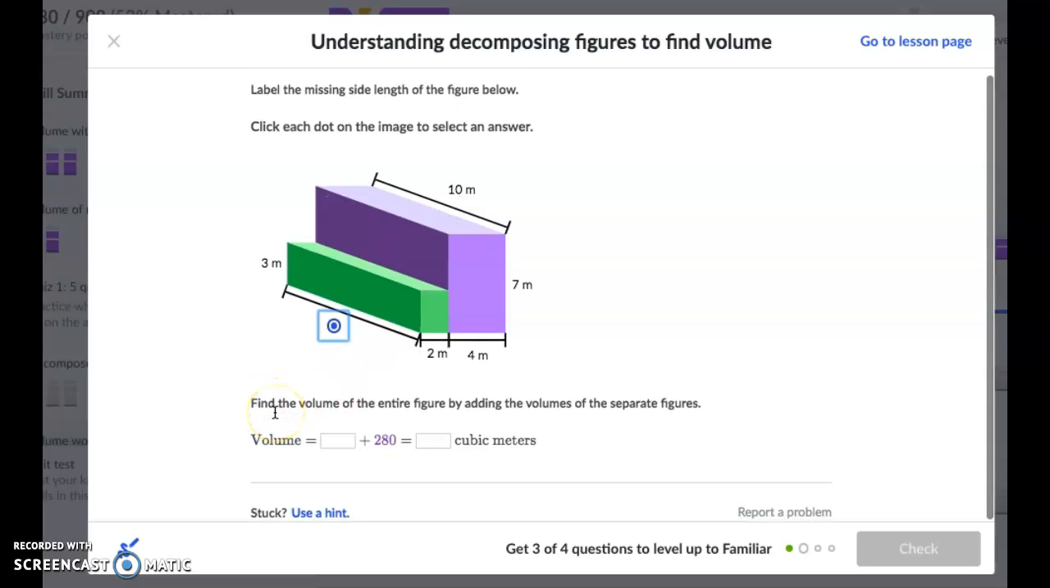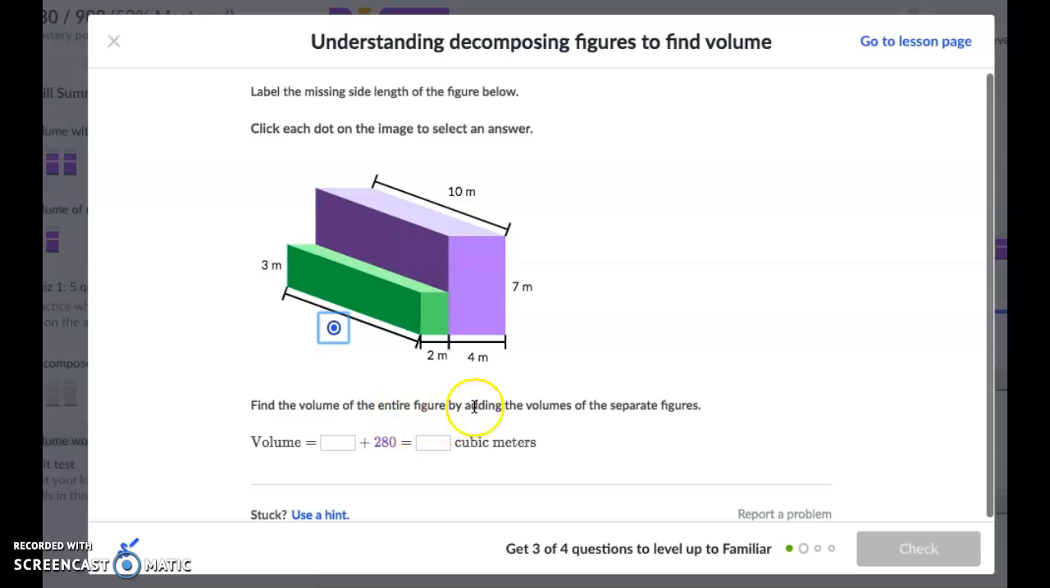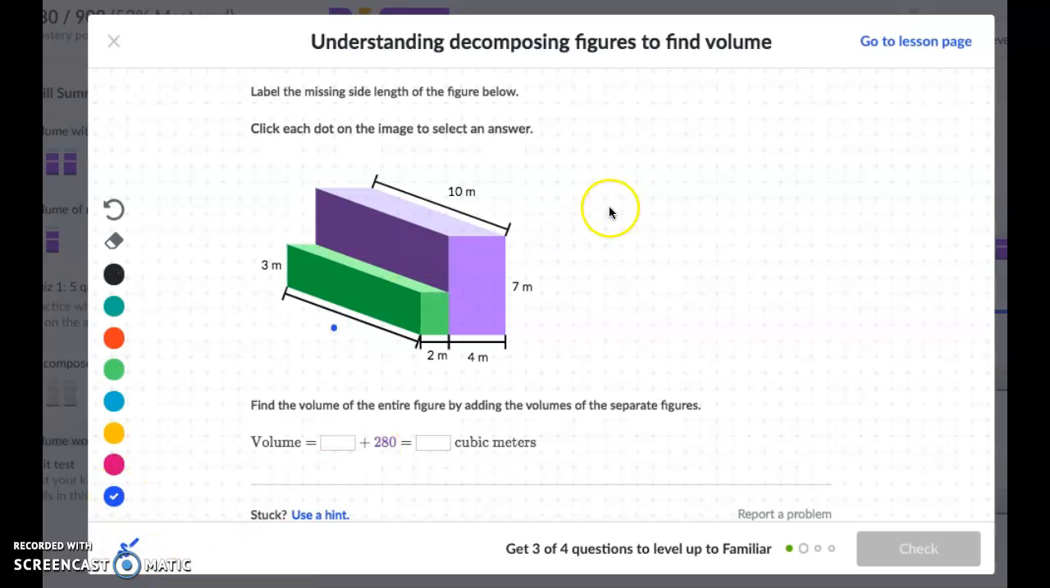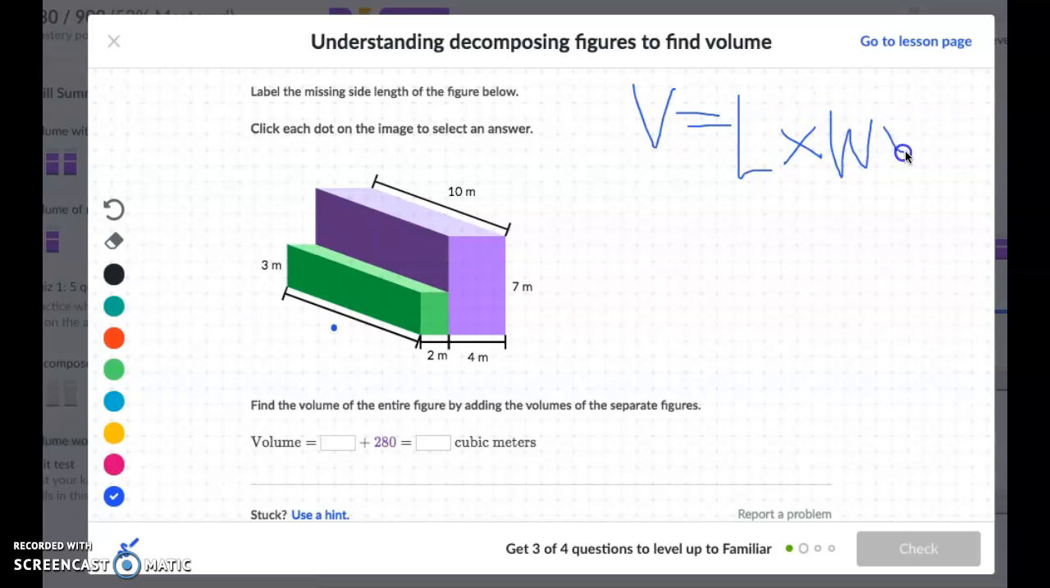Then it asks us to find the volume of the entire figure by adding the volumes of the separate figures. They told us that the volume of the purple is 280, so we already know that much. So I need to find the volume of the green figure. The volume of the green figure is going to be volume equals length times width times height.